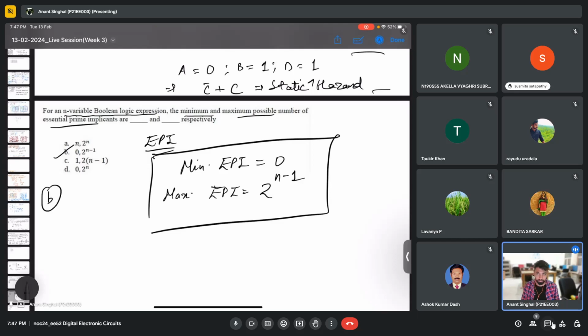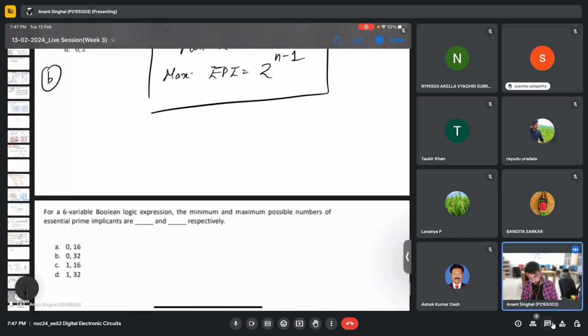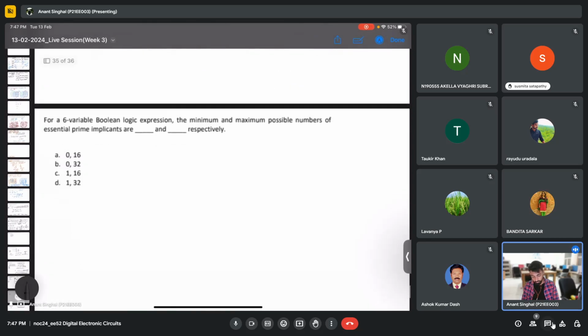This is a formula based question, basically to let you know the minimum and maximum number of EPIs that are possible for an n variable Boolean expression. I hope this is clear because this is very easy. If it is clear, let me know the answer to this. It says for a 6 variable Boolean logic, the minimum and maximum number of EPIs.